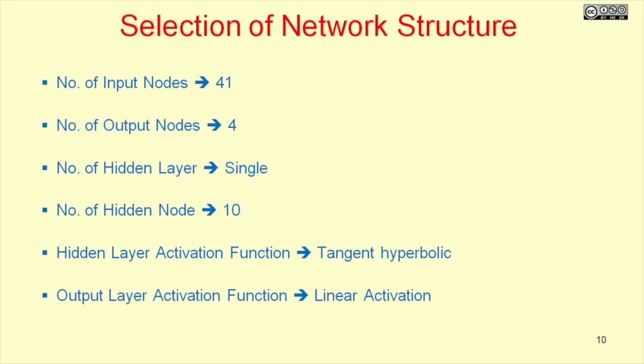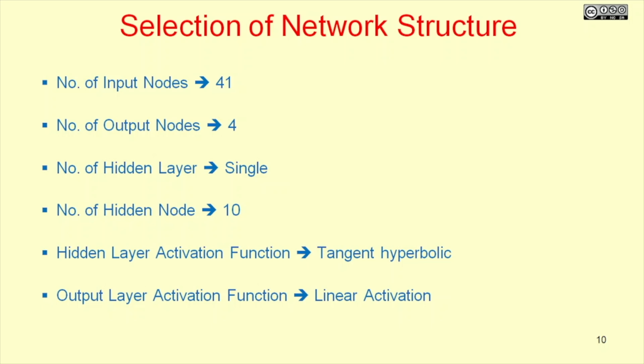Selection of network structure, very important. So, how many input nodes? The number of input features is equal to the number of input nodes. There are 41 input variables, so 41 input nodes. How many output nodes? There are 5 categories, but we may have 4 output nodes, because if all the nodes are 0, it comes to the first category, that is normal. A 1 in each node corresponds to the other different categories. So, 4 nodes are sufficient, right.